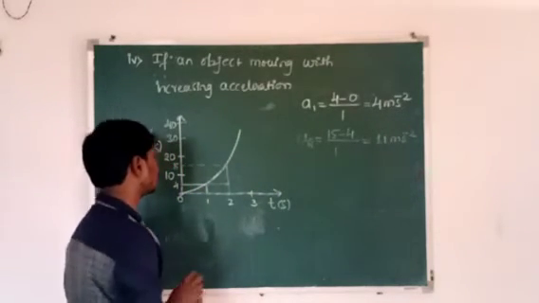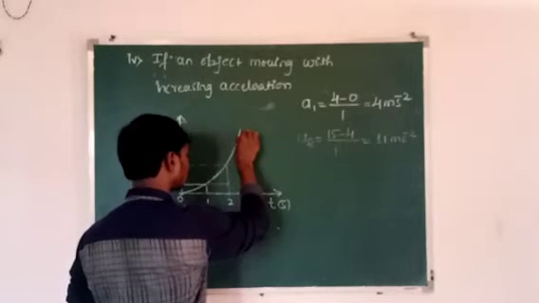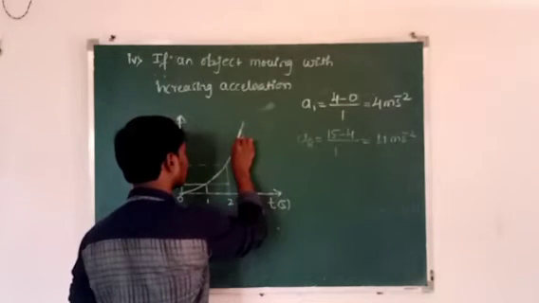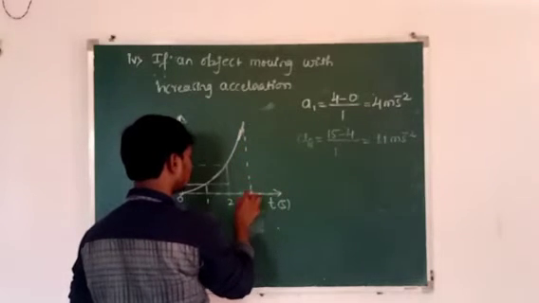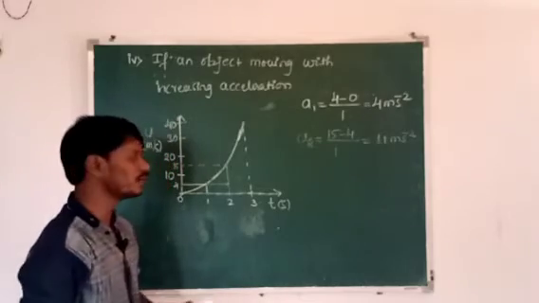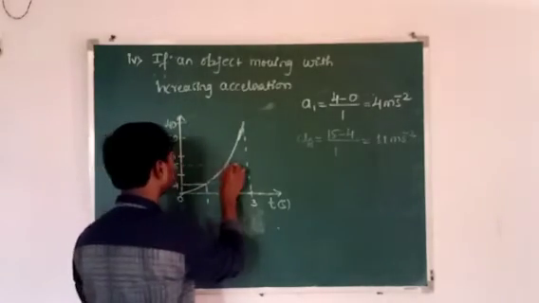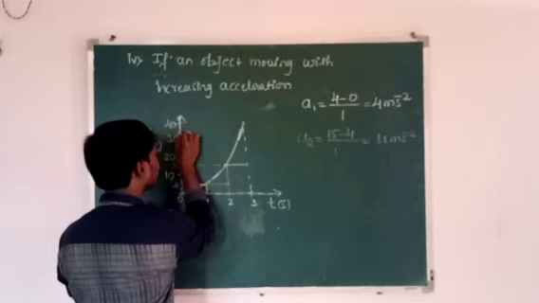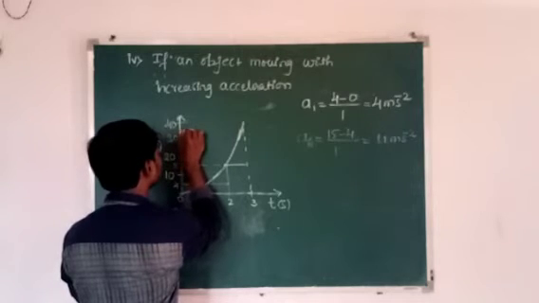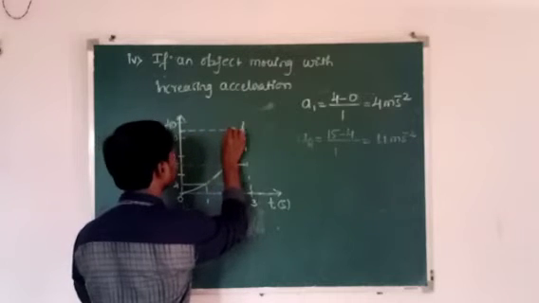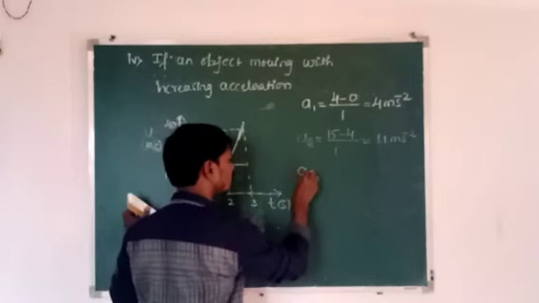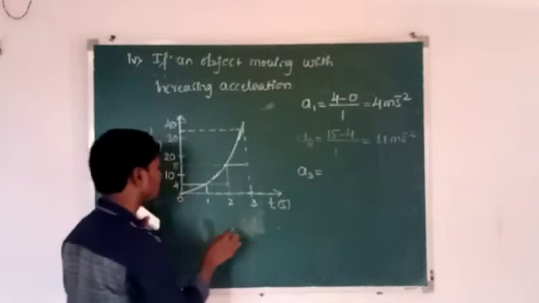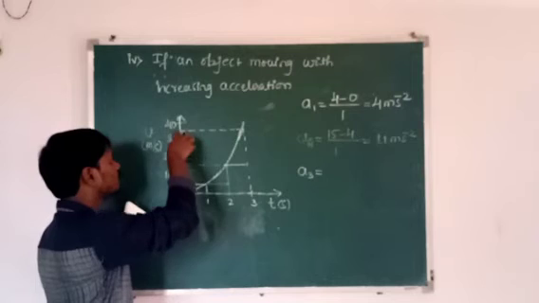Then next, what is the acceleration of the object when the time is from 2 to 3? 2 to 3 means here the velocity changed from 15 to, supposed to be, I will take it as 35. Then what is the acceleration of the object here? That is A3 is equal to, here the change in velocity from 15 to 35.